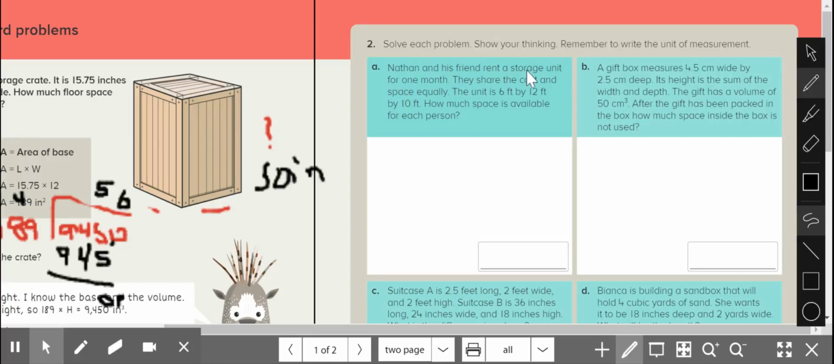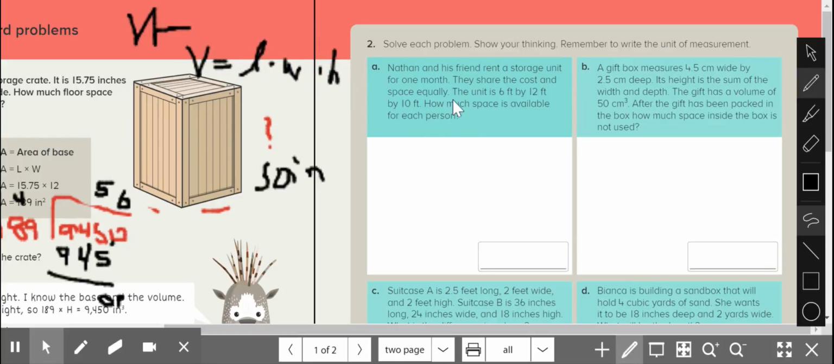Nathan and his friend rent a storage unit for 1 month. They share the cost and the space equally. The unit is 6 foot by 12 foot by 10 foot. How much space is available for each person? Oh, wow. Well, we'll have to start with our equation for volume. Remember what it is. Volume equals the length times the width times the height.